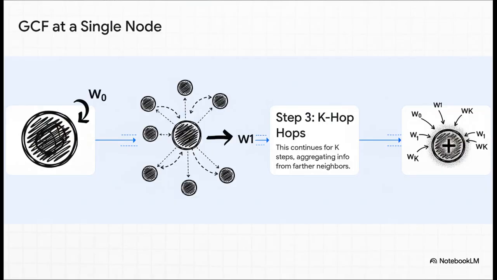Let's make this concrete. Imagine we're calculating the output at just one node. What happens? First, we grab the node's own value and multiply it by our first filter weight. Easy enough? Then we look at its direct, one-hop neighbors, aggregate their signals, that's our first shift, and multiply that by our second weight. Then we do it again for the two-hop neighbors, and so on, all the way out to k hops. The final output for our node is just the sum of all those weighted pieces.